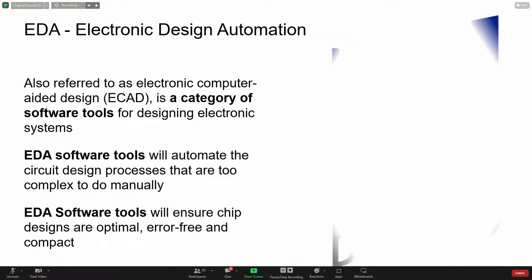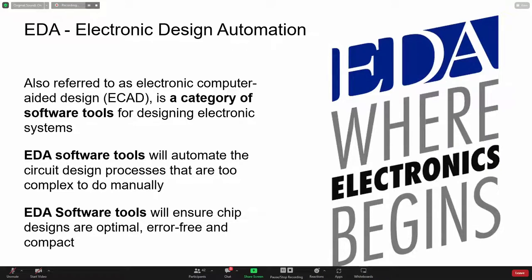Let's go a little bit more further into this. So electronic design automation, also referred to as electronic computer-aided design, is a category of software tools for designing electronic systems. So EDA software tools will automate circuit design processes that are too complex to do manually, as I mentioned previously. The verification side of these tools also enables us to ensure that the chip designs are optimal, error-free, and compact, and they are working as intended. So simply put, EDA is where electronics begin, where you need these tools nowadays with those billions of transistors to be able to design or manufacture a chip.